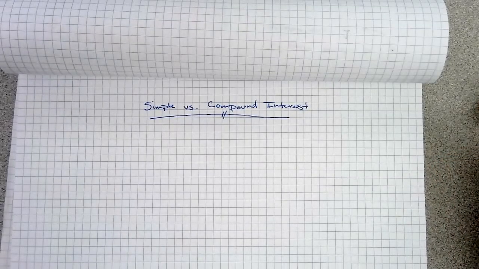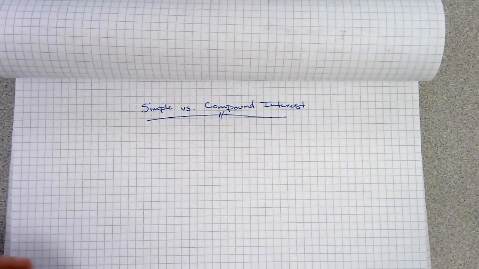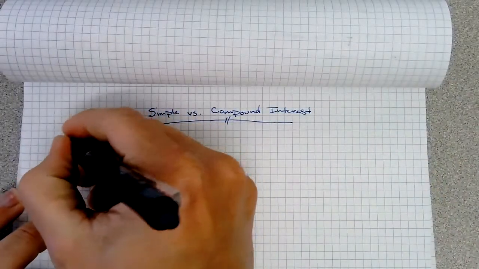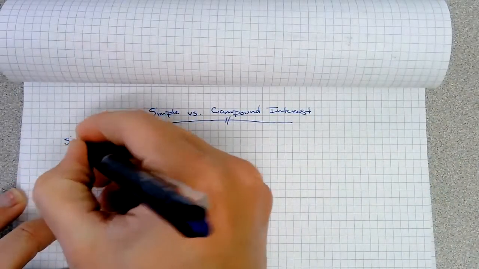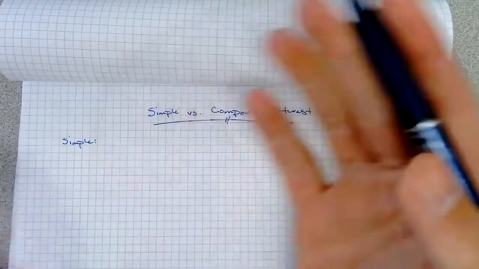All right, so today we're going over simple versus compound interest. Very similar to some things we've done in the past. Okay, let's start with simple interest. Simple interest is going to mimic basically a linear function.